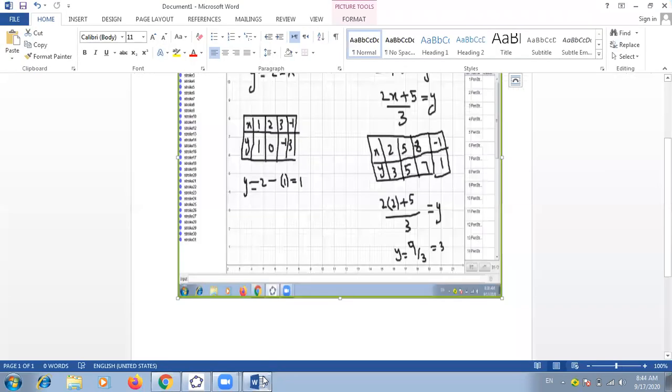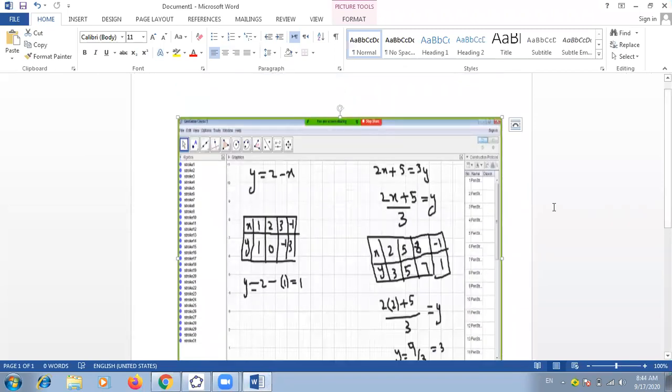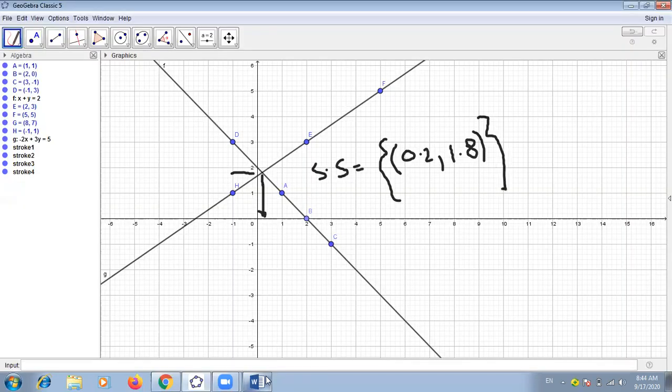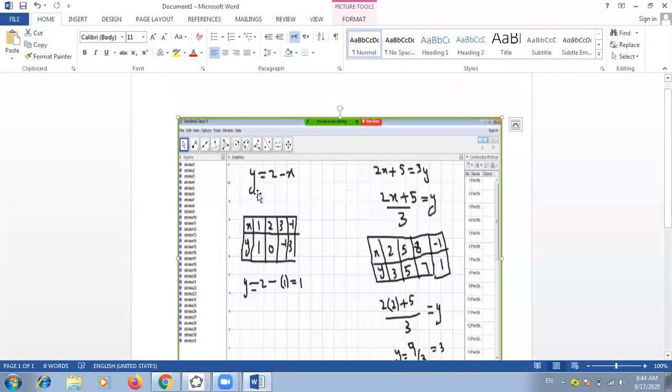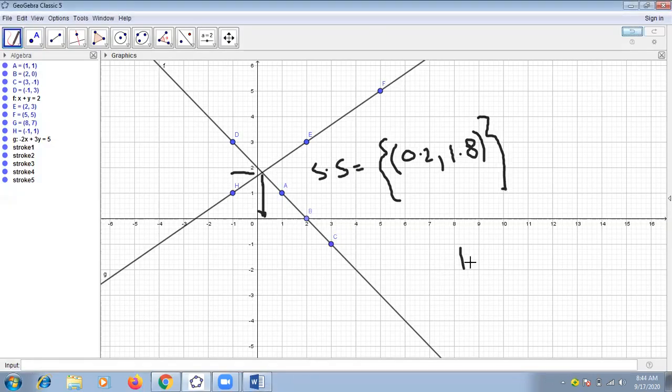Now we have to verify whether the solution set gives the correct value. We have to substitute this value into any one of the equations. One of my equations is x plus y equals 2. So we will check it by substituting the values: 0.2 plus 1.8 equals 2. So 2 equals 2, which means our solution is verified.